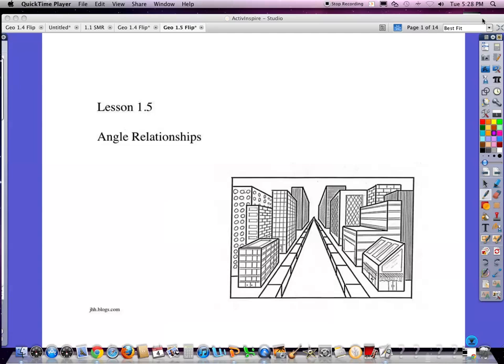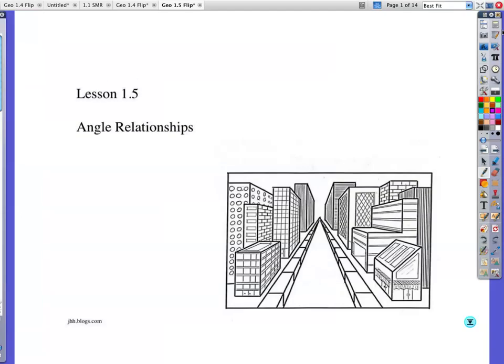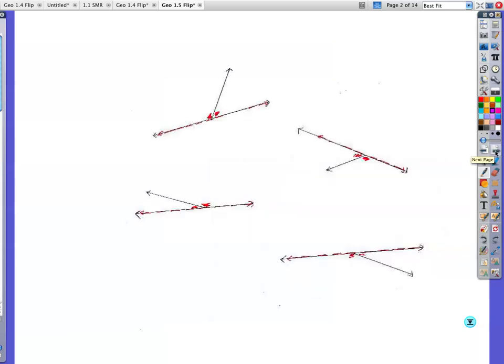Okay, this is lesson 1.5, angle relationships. So we're going to look at angles in comparison to each other and what some of the relationships are. You don't need to write down every single one of these in your notes, but probably 2 pictures would be good. And I've highlighted this little portion in red to set that apart. That's what we're looking at, this angle here and this angle here. I just want to eliminate some of the clutter of naming it and all the vertex.